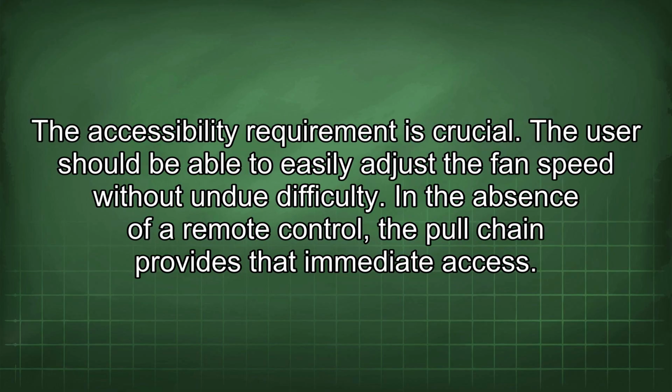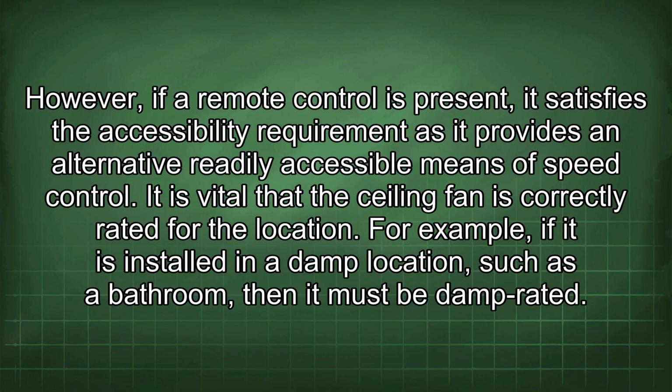The accessibility requirement is crucial. The user should be able to easily adjust the fan's speed without undue difficulty. In the absence of a remote control, the pull chain provides that immediate access. However, if a remote control is present, it satisfies the accessibility requirement as it provides an alternative readily accessible means of speed control. It is vital that the ceiling fan is correctly rated for the location.